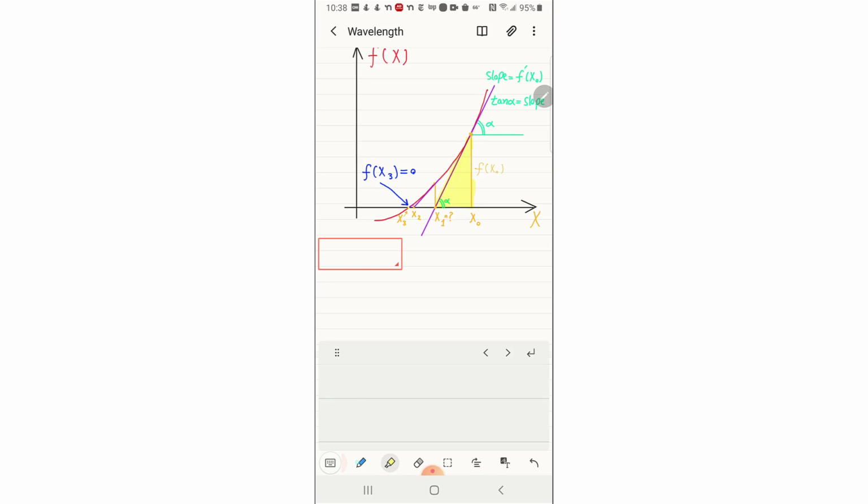Okay. tan(alpha) is equal to this side, f(x0), over x0 minus x1. And we are interested in finding x1. And that tan(alpha) is equal to f'(x0). So if we just rearrange the terms, we get x0 minus x1 equals f(x0) over f'(x0).